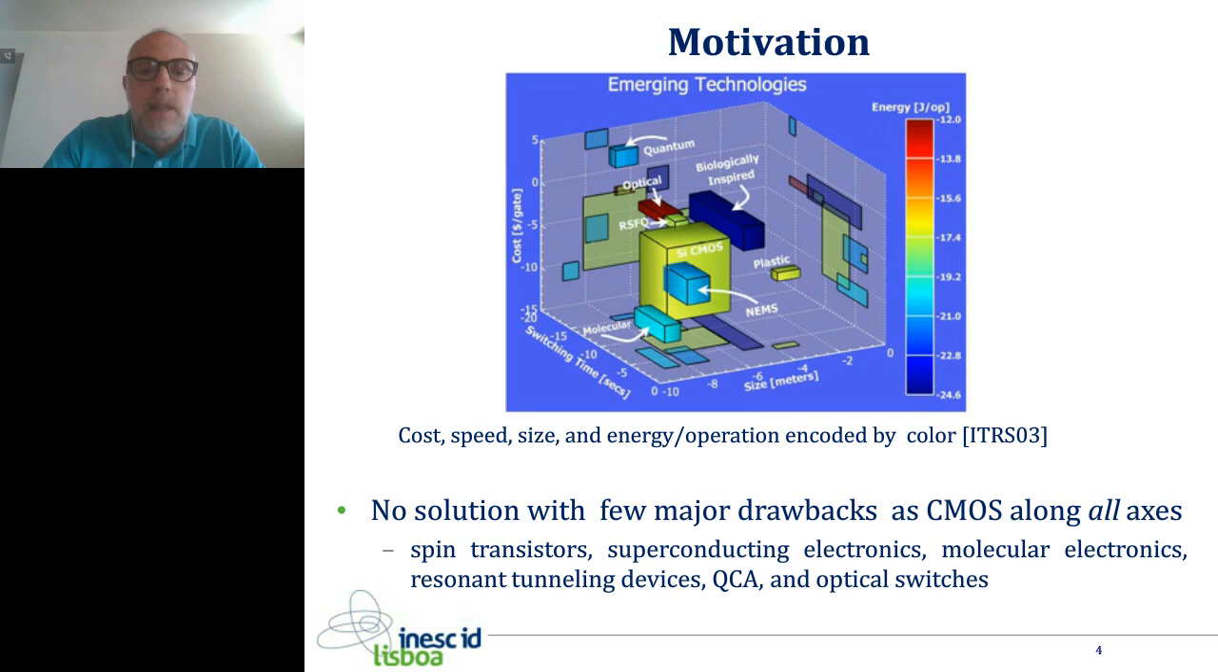It's interesting because you can see these emerging technologies, like spin transistors, superconducting electronics, molecular electronics, and optical devices. But none of these solutions has as few major drawbacks as CMOS, as you see from the perspective along all the axes. This green area in the center represents exactly what CMOS has done in a scaled way over time until today, with a technology of 7 nanometers. All the others have good characteristics along one of the axes, but significant drawbacks along one or several of the others.